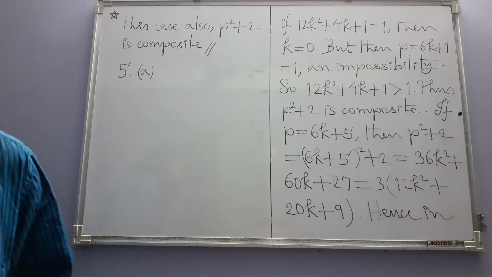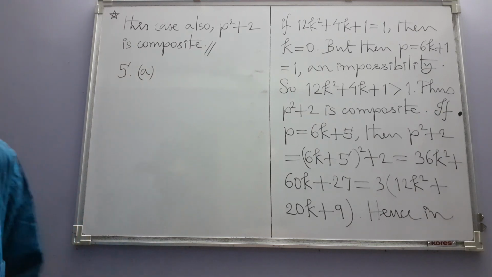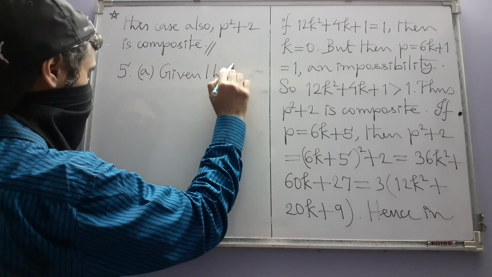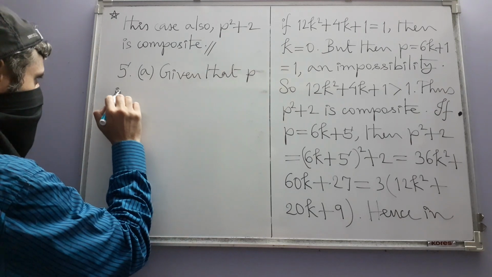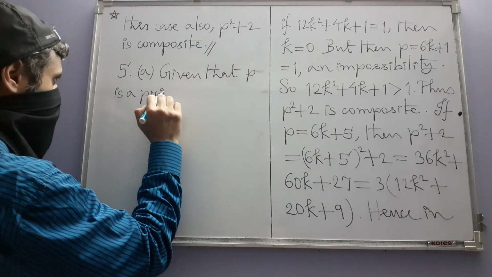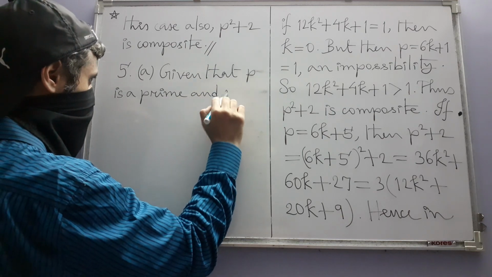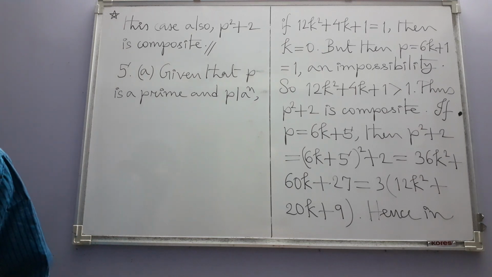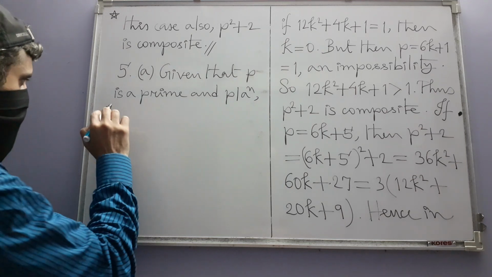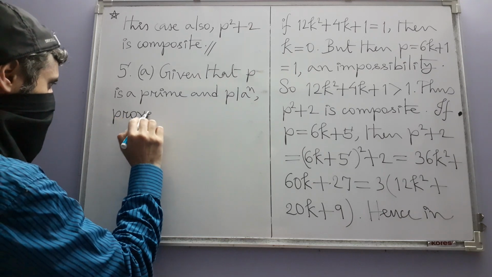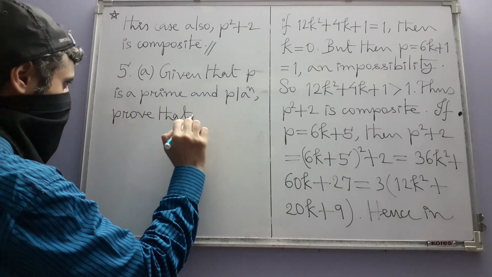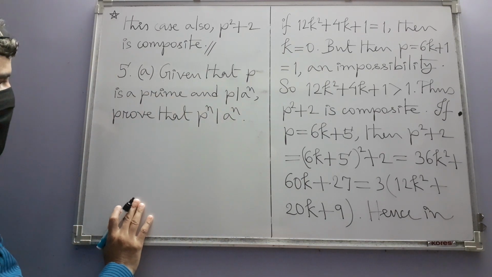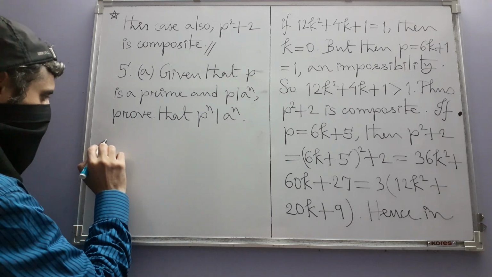Part A says this: given that p is a prime and p divides a to the power n, prove that p to the power n divides a to the power n. There is part B also, but let's just solve this itself.